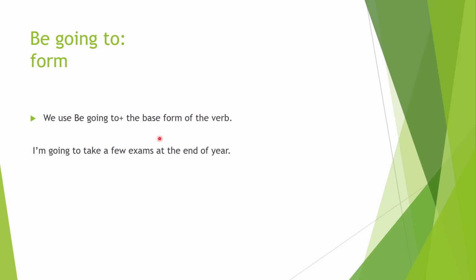When we want to make it negative, we just put not with it. I'm not going to take a few exams at the end of the year. Okay? And when we want to make a question, we bring the be verb to the start. Am I going to take a few exams at the end of the year? So this is the structure for be going to.